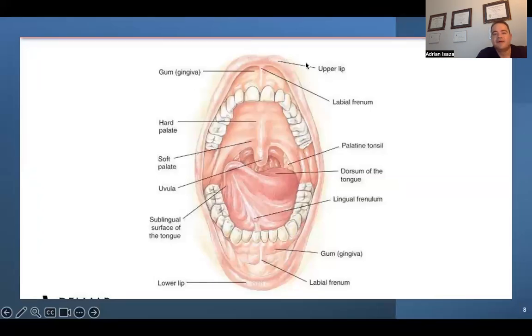Know this diagram, right? The upper lip, the labial frenulum, the gingiva, hard palate, know the soft palate, know the uvula. Know the surface of the tongue, know the labial frenulum, lower lip, lingual frenulum, right? Know this diagram, guys, for the exam.